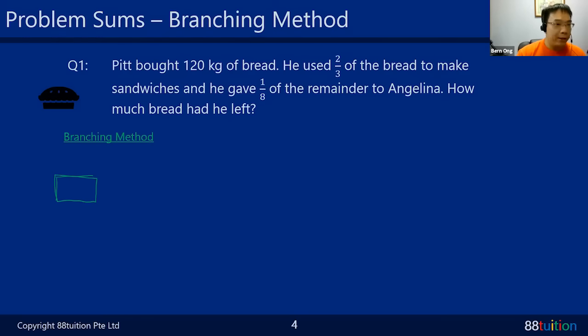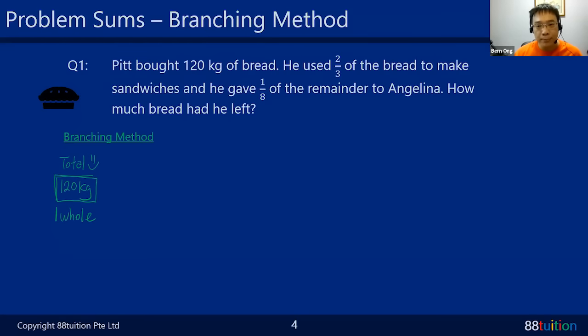All right. So down here, we start off with the total. Do we know the total? In this case, yes, we know the total. The total is given as 120 kg. Sometimes I call this one whole. One whole means one big block of total, one big unit.